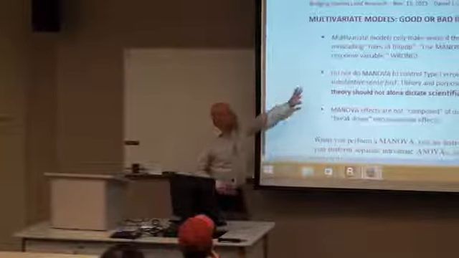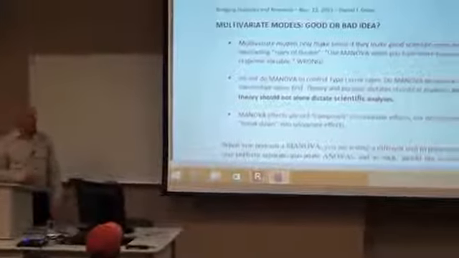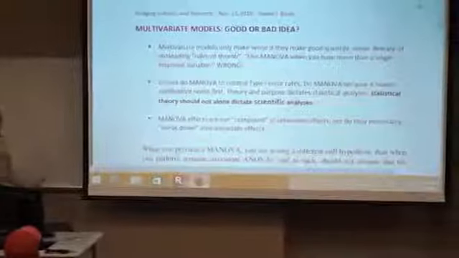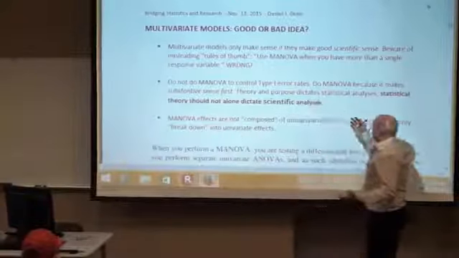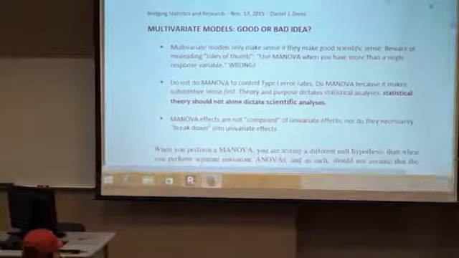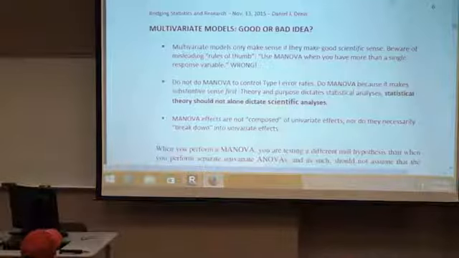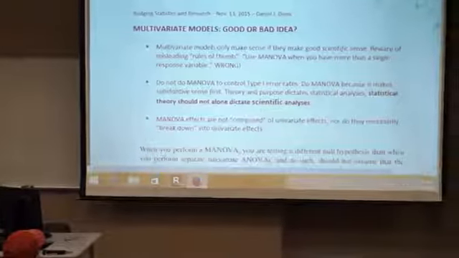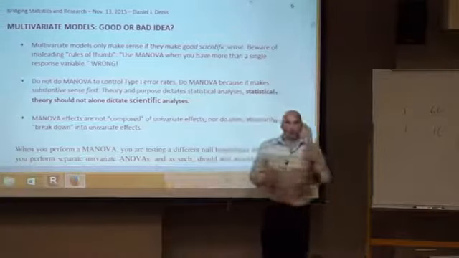So I think we should beware of misleading rules of thumb. The classic one is MANOVA. Here's a rule of thumb for MANOVA that sometimes people like to give. Use MANOVA when you have more than a single response variable. That's absolutely false. Statistically, it's absolutely nice. And if you have correlation among the response variables, sure, go ahead. MANOVA will control your type 1 error rate and all these things.